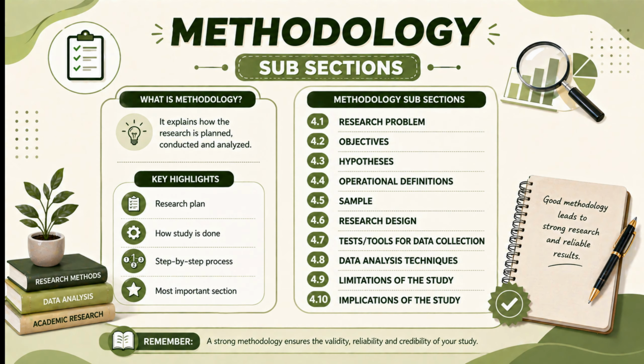Methodology is divided into multiple sections that include research problem, objectives, hypothesis, sample, tools, and data analysis. Each one explains a specific part of your study. At first, it may look like too much, but don't worry, I'll explain each one clearly in the next slides.